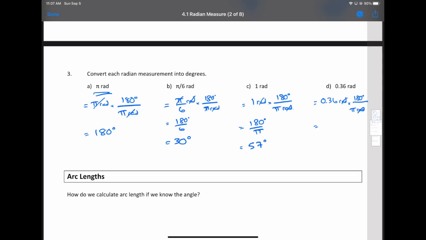And now again, we can just punch this into our calculator. 0.36 times 180 divided by pi, or 3.14. And when I do that, I get out an angle of 20.6. I'm going to round that up to 21 degrees.